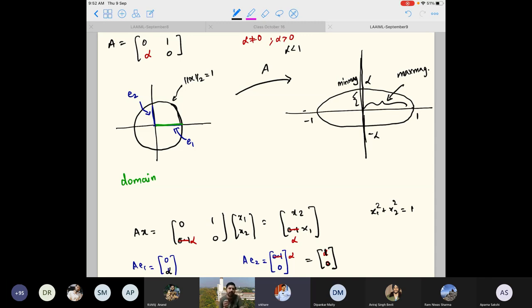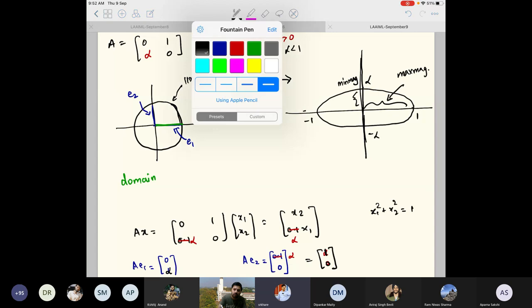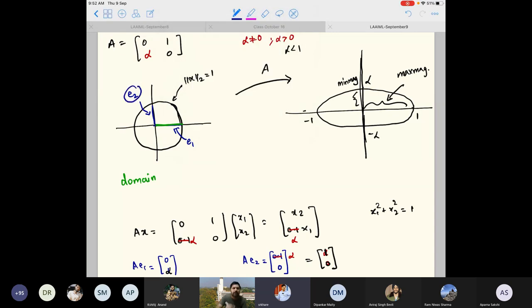And what is the vector E2 here representing? And what is the vector E1 here representing? So you see, where is vector E1 going? It is going to A E1, which is nothing but 0 and alpha, right? So E1 is going in the 0, alpha direction. If I took alpha equal to 0, then E1 is going to 0, 0.